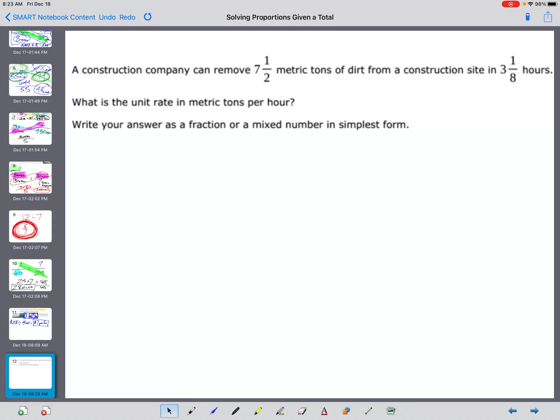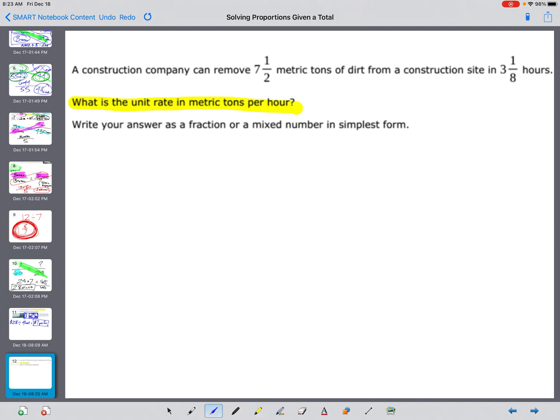A construction company can remove 7.5 metric tons of dirt from a construction site in 3 1/8 hours. What is the unit rate in metric tons per hour? And they want us to write the answer as a fraction or a mixed number in simplest form. So let's begin with this. What's the unit rate in metric tons per hour?